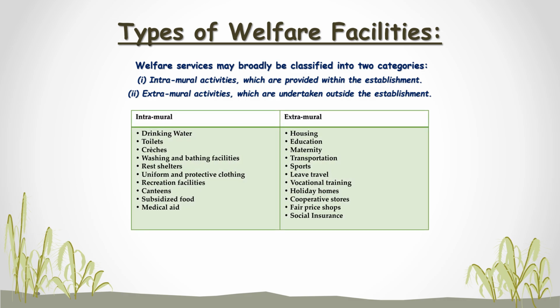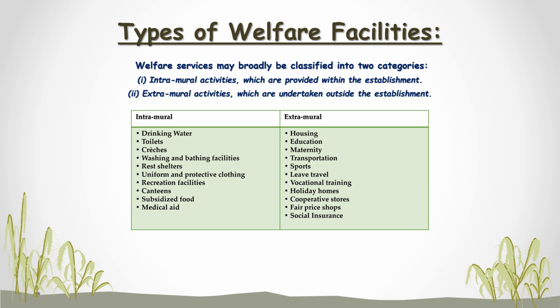Intramural. Drinking water. Toilets. Creches. Washing and bathing facilities. Rest shelters. Uniform and protective clothing. Recreation facilities. Canteens. Subsidized food. Medical aid. Extramural. Housing. Education. Maternity. Transportation. Sports. Leave travel. Vocational training. Holiday homes. Cooperative stores. Fair price shops.